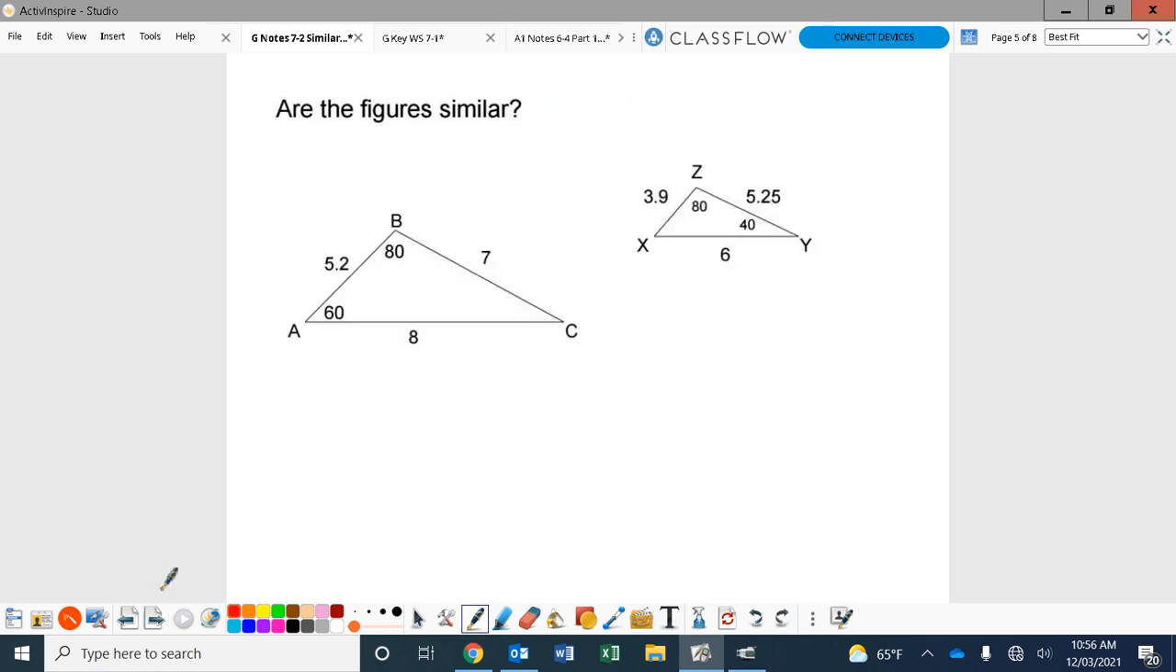So, are these figures similar? To do that, you're going to take the two that are here, add them up, subtract from 180, so 80 plus 60, 140, and 180 minus 140. That's going to leave you 40. There we go. Here's that one.